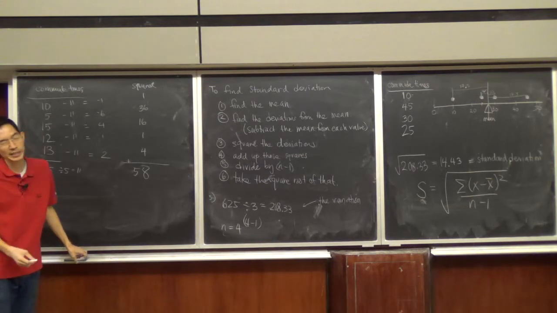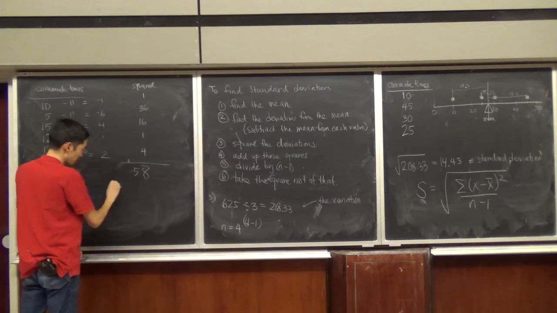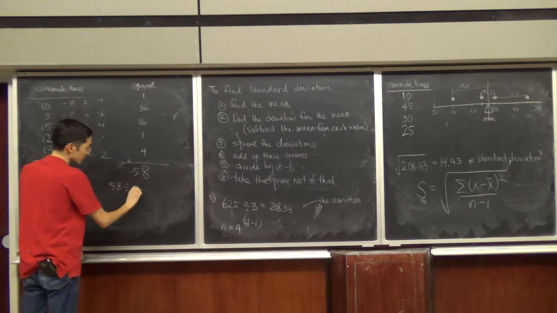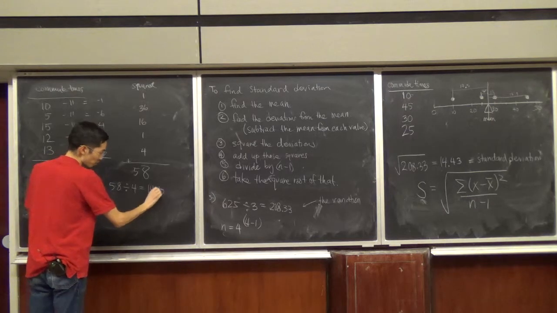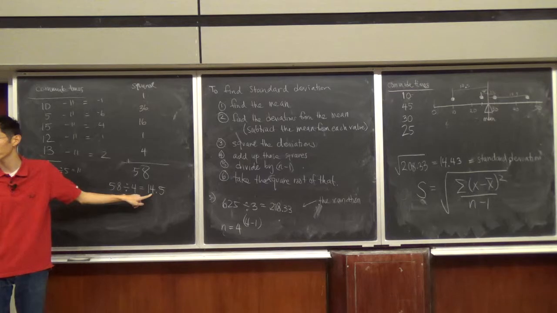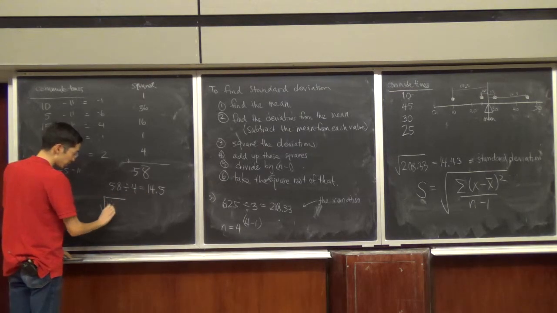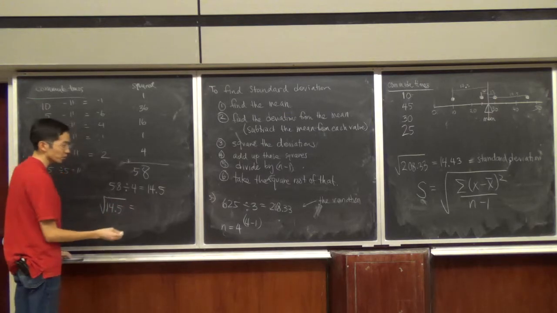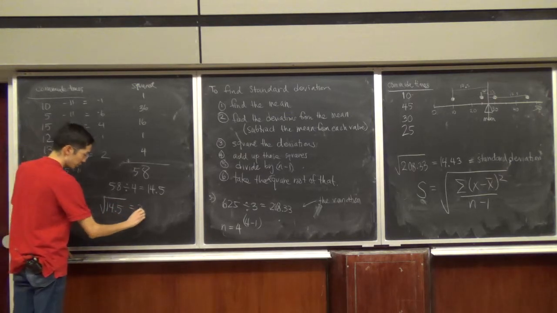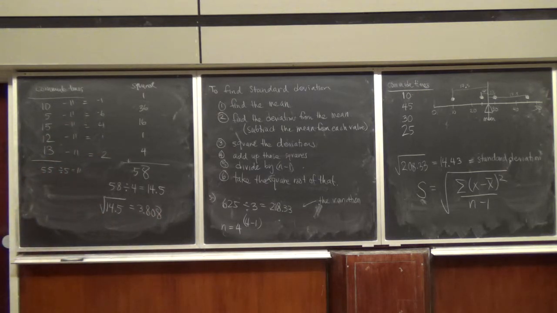Divide by n minus 1. So what is my n? My n is 5, I have 5 numbers, n minus 1 is 4. 58 divided by 4, and that gives me 14.5. If I stop at 14.5, what is this? This is the variance, but I don't want the variance, I want the standard deviation. So I take the square root of 14.5, and I get 3.808. So my standard deviation is 3.808.